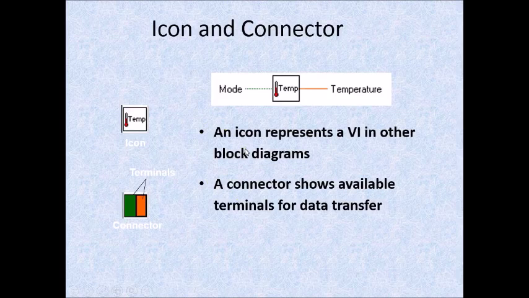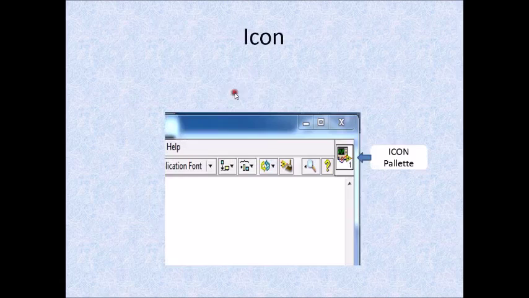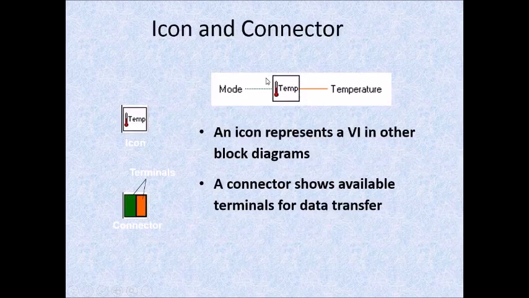Icon represents a VI in the other block diagram. So here you can see the icon. Temperature is an icon, and here you can see it is connected between the mode, that is the operation of any block diagram or front panel. It is created or controlled through the icon.